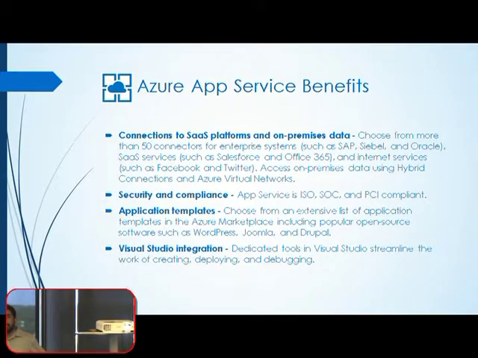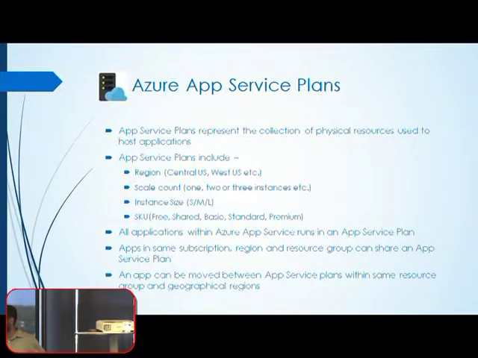The benefits that we get out of using Azure App Service is we can choose from 50+ connectors for enterprise systems and internet services, and access on-premise data using hybrid connections and virtual networks. It's part of the Azure framework, which is ISO, SOC, and PCI compliant, so security and compliance is handled that way. We have an extensive list of application templates in Marketplace which we can utilize for our apps, for example WordPress, Joomla, etc. And it's good for .NET developers. As I said, it has wonderful integration with Visual Studio, so it streamlines the work of creating, deploying, and debugging our app services.